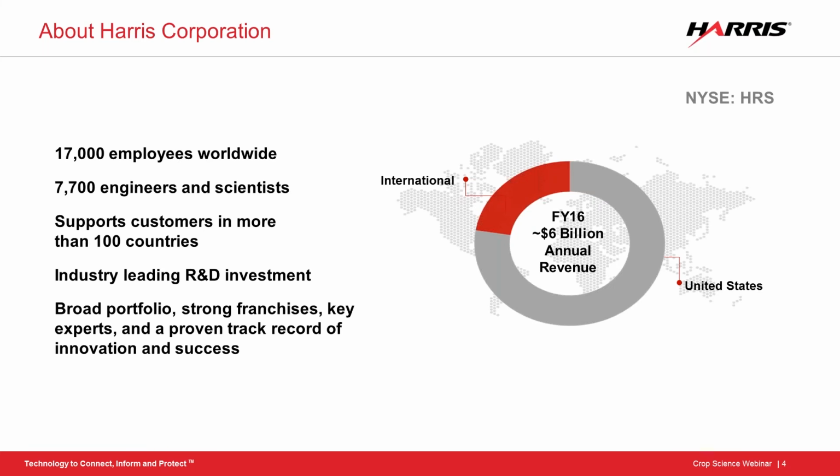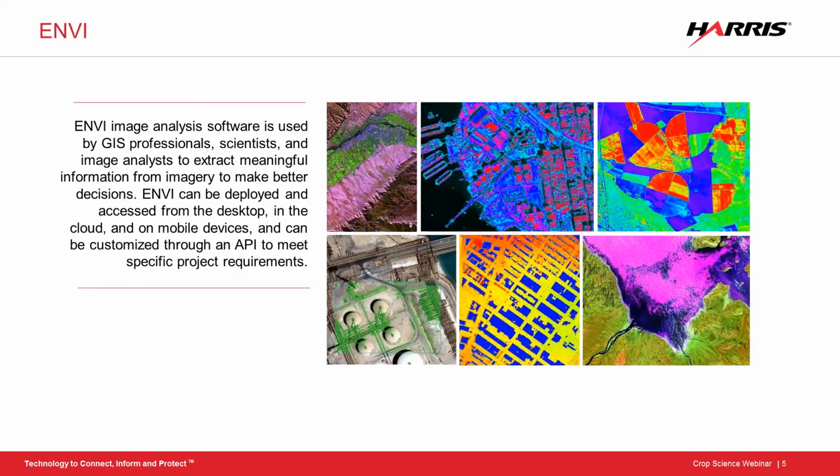All right. Without further ado, the Harris Corporation is a 17,000 employee corporation. We're worldwide, and 7,700 of us are scientists and engineers. There are 4 different business sectors within Harris. The one that my group falls in is the space and intelligence sector, and within that it is Harris Geospatial. Our main image processing offering is ENVI, and ENVI is an image analysis software. It's used by GIS professionals, scientists, and imagery analysts to extract meaningful information from imagery to make better decisions.